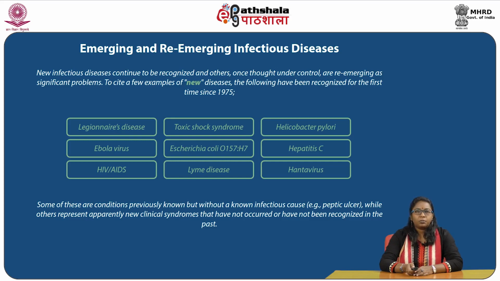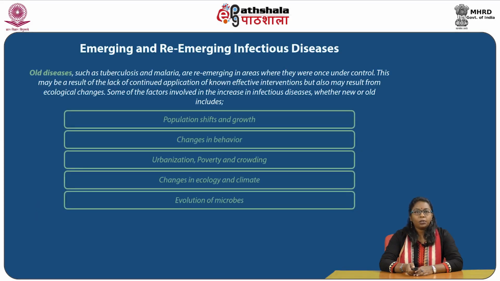Some of these are conditions previously known but without a known infectious cause, for example, peptic ulcer, while others represent apparently new clinical syndromes that have not occurred or have not been recognized in the past. Old diseases such as tuberculosis and malaria are re-emerging in areas where they were once under control. This may be a result of lack of continued application of known effective interventions, but also may result from ecological changes. Some of the factors involved in the increase in infectious diseases, whether new or old, include population shifts and growth, and encroachment on previously unpopulated areas.